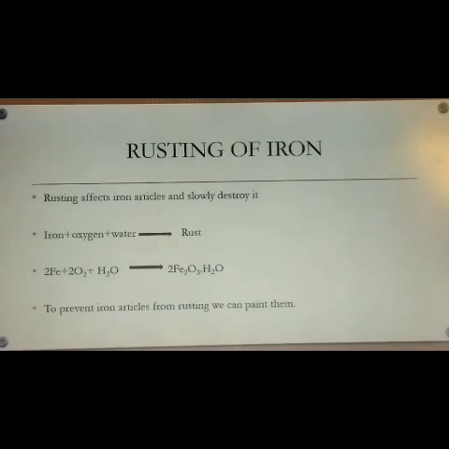Generally rusting happens due to the combination of iron with oxygen and water, and it forms a chemical compound called iron oxide, that is Fe2O3. Due to the formation of Fe2O3, rusting happens in the iron particles. And in order to prevent the iron particles from rusting, we can coat those materials using paint.